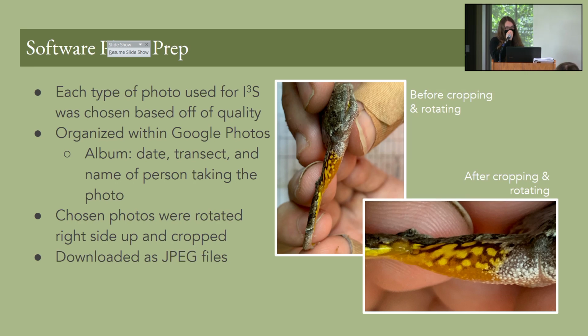All of the chosen photos were then rotated right side up and cropped in order to be used for the software. And then they were also downloaded as JPEG files, which is what the software uses. So the first picture here is showing before cropping and rotating the photo, and the next picture is when it's all nice and cropped, and you can tell how much clearer it gets just by doing that.